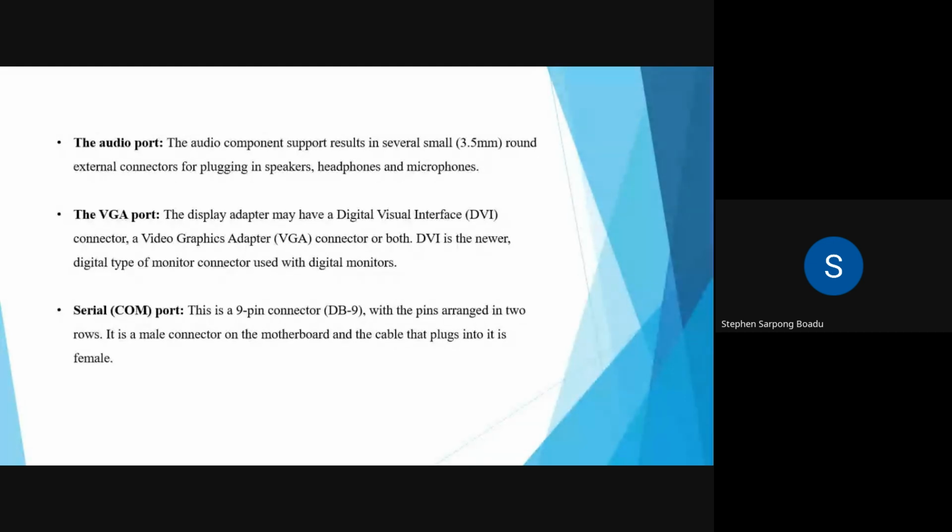And then we have the serial port. I doubt we still use this port, but in the olden days we used it for modems and stuff. They have the female and the male connector, and you plug them together. Normally that was where you used to put modems and the like.